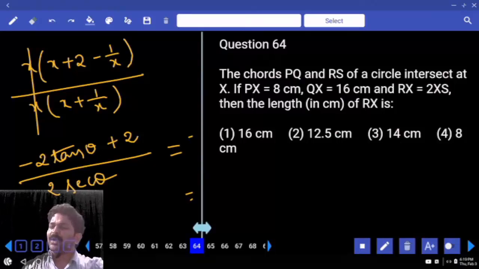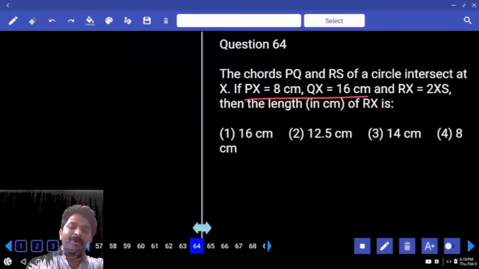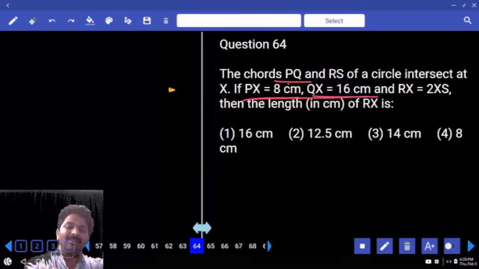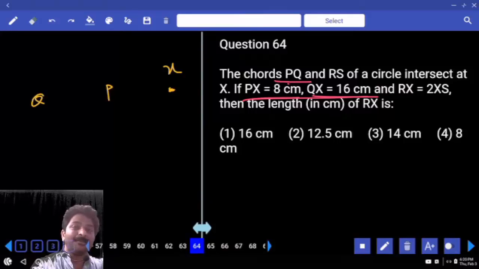The chords PQ and RS of a circle intersect at X. PX is equal to 8 and QX is equal to 16. There is a point X and PQ is a chord, that means a straight line, right? If PX is equal to 8 and QX is equal to 16, what is the point which is close to X out of P and Q? P, then only Q comes, correct?